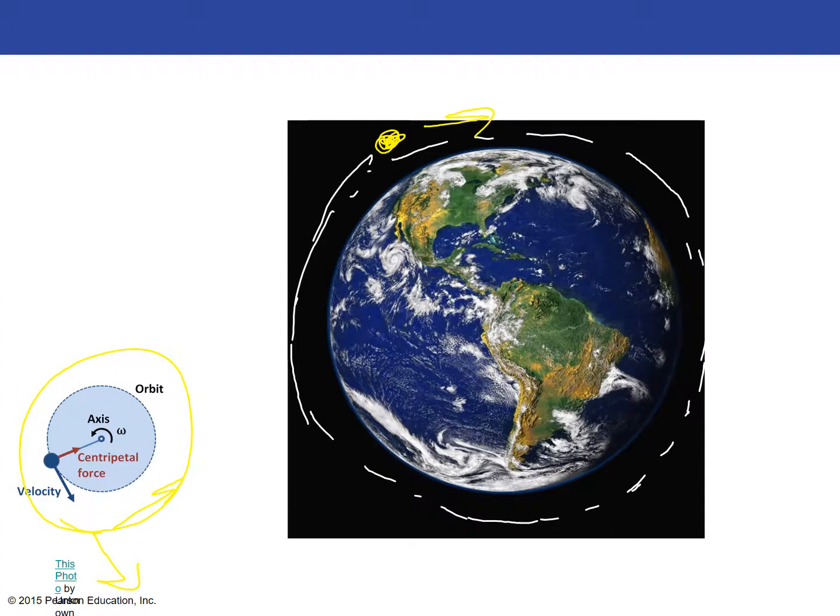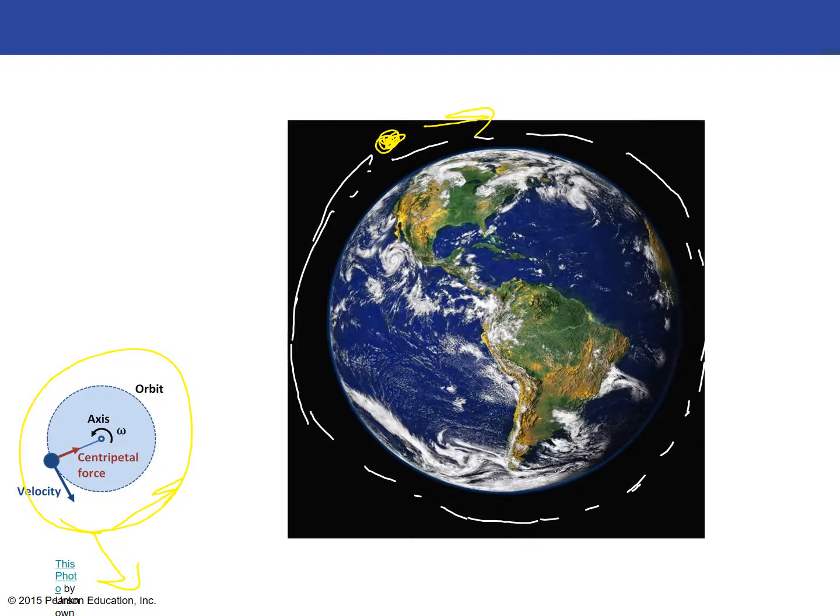So if our bowling ball were on a ramp above the Earth, is it any different than the bowling ball in the hallway? Does gravity change its direction? Does gravity change its motion, its speed? And the answer to that is no.